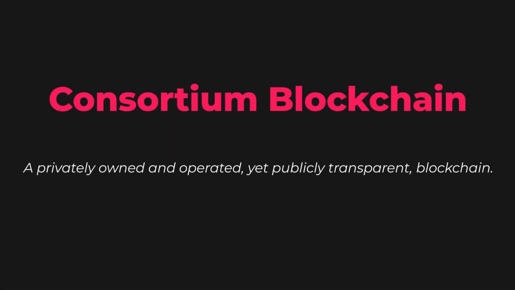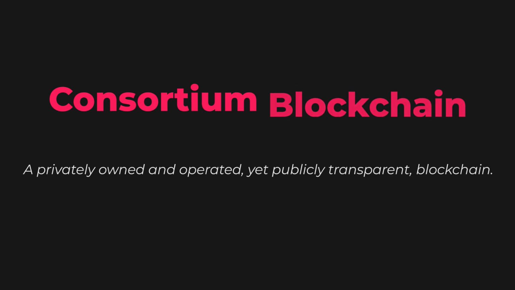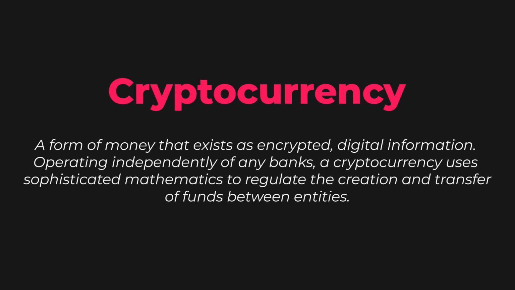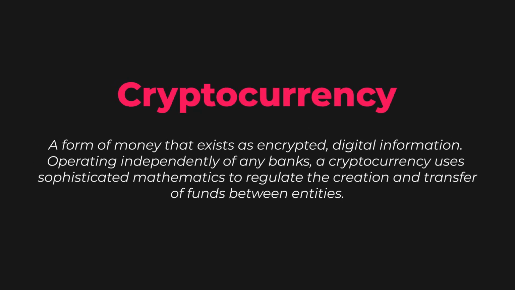Next, we have Consortium Blockchain, a privately owned and operated yet publicly transparent blockchain. And then we will, of course, define cryptocurrency, which is a form of money that exists as encrypted digital information, operating independently of any banks. A cryptocurrency has sophisticated mathematics to regulate the creation and transfer of funds between entities.